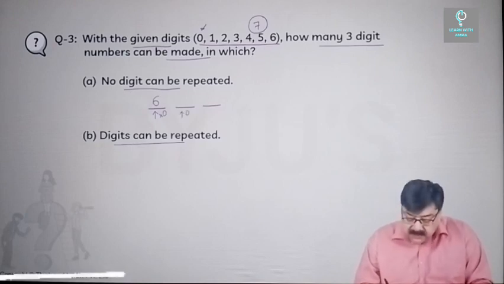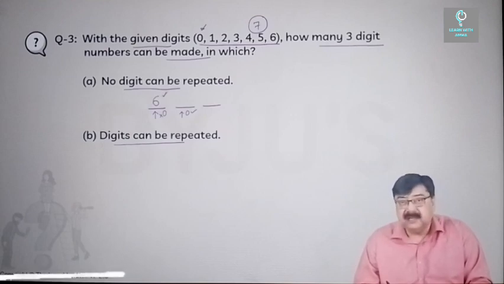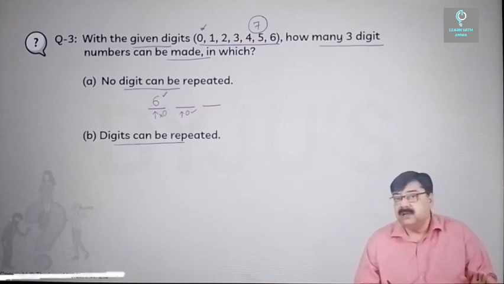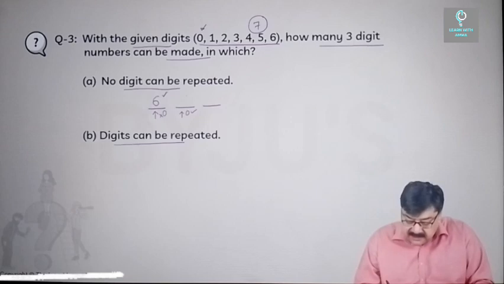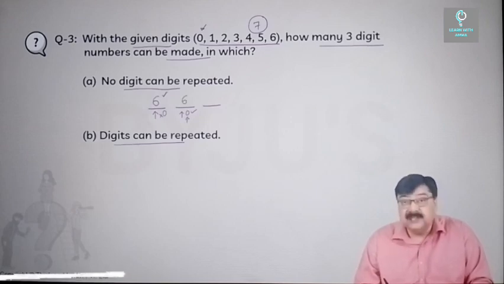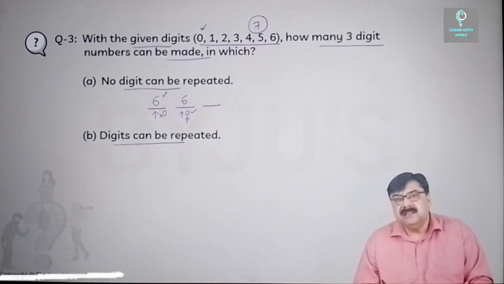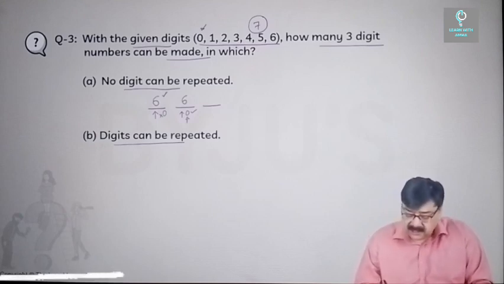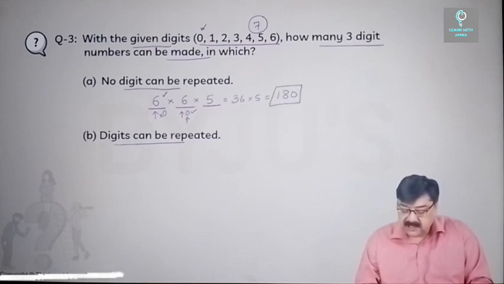Now for this, 0 is allowed in the 10th place, but you have already utilized 1 digit out of 0, 1, 2, 3, 4, 5, 6 to fill up the 100th place. So 1 gone out of 7, so remaining are 6, which also includes the digit 0. So now 2 digits have been utilized to occupy the 100th place and the 10th place. So 2 gone out of 7, remaining are 5. So 6 into 6 into 5, that is 36 into 5. There are 180 such 3-digit numbers that can be made from the digits 0 to 6.